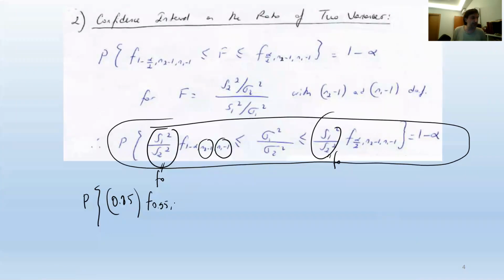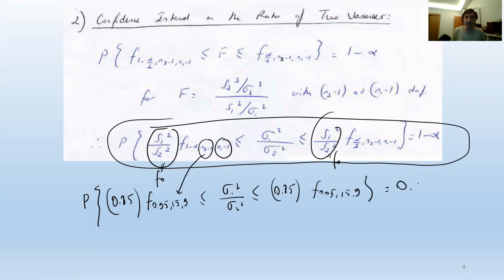So this is going to be the corresponding degrees of freedom, but this time it is going to be the second sample, so it's going to be 15 and 9. Sigma 1 square over sigma 2 square is smaller than, divided by, again, 0.85 F 0.05 with the corresponding 15 and 9 degrees of freedom. The result is going to be equal to 0.90.